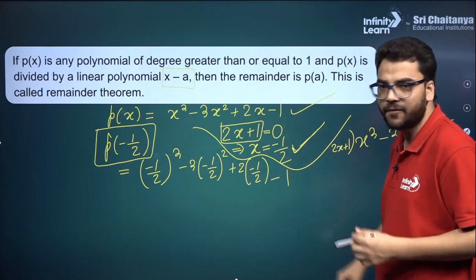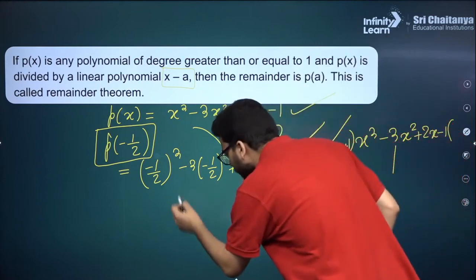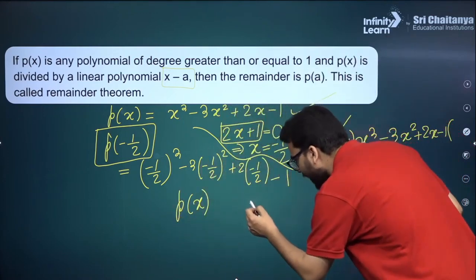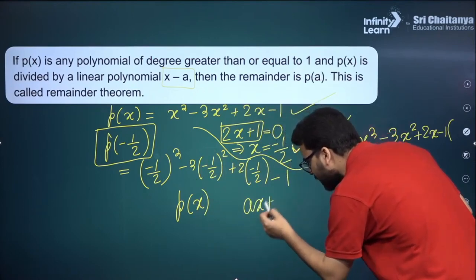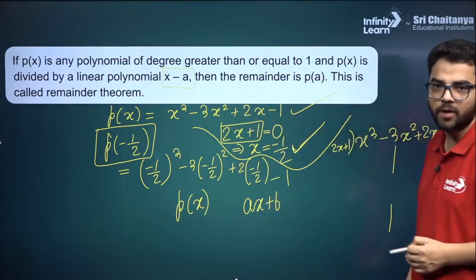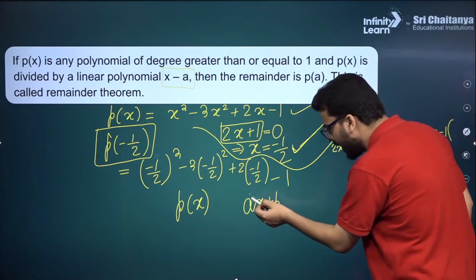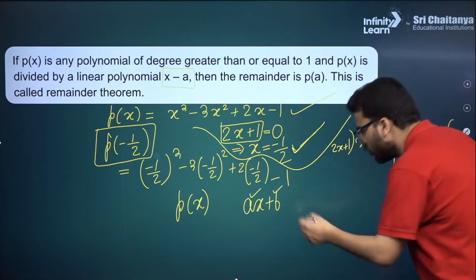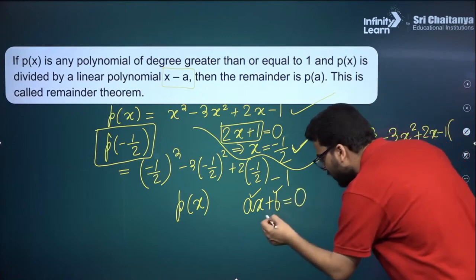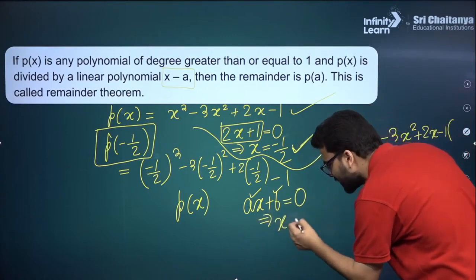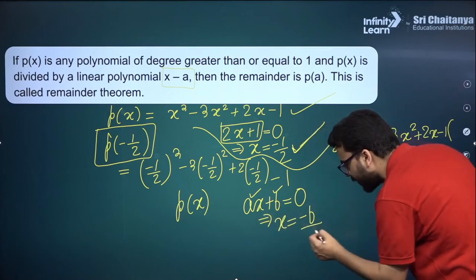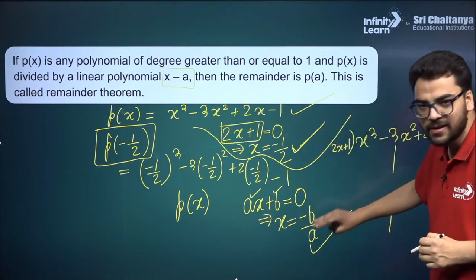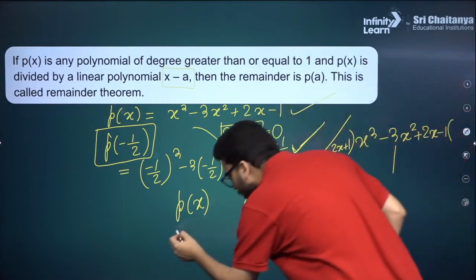So basically if you have got any polynomial p of x, and you are dividing it by any linear polynomial ax plus b, where a and b are constants, right? In order to find the remainder, what do you do? Put this polynomial equal to 0. From here you will get x is equal to minus b by a. So just put x is equal to minus b by a in the polynomial itself.